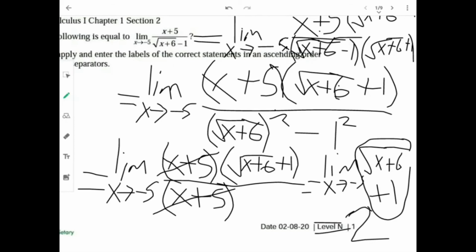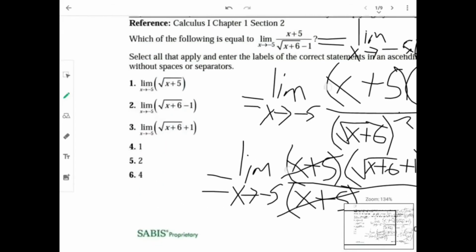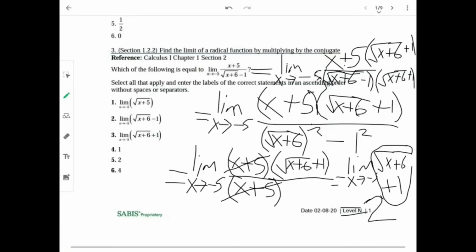So then you go to your answer choices and you see which one matches what you chose. Root(x + 5), no. Root(x + 6) minus 1, no. It's plus 1 as you can see over here. So 3 is the answer. And then when you substitute -5 in, you get 2. So it's 3 and 5.